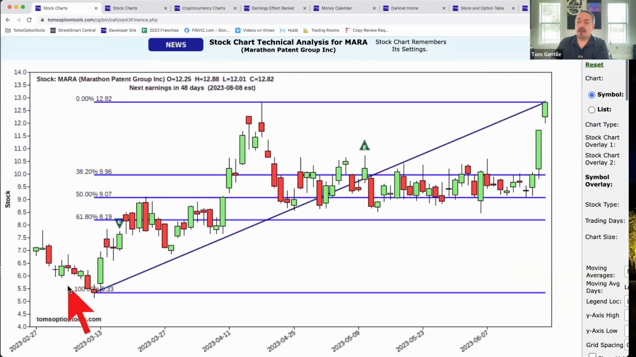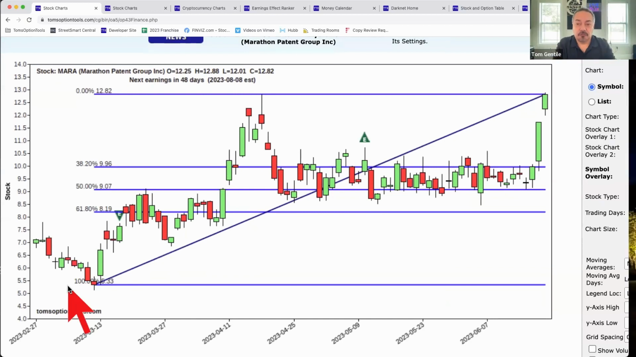Now, for some reason, Marathon Patent, because this is a stock that I follow, has popped up on the screen. Obviously, those of you in the room, if you don't know, Marathon Patent is highly involved in cryptocurrency. Okay, it follows Bitcoin pretty well.